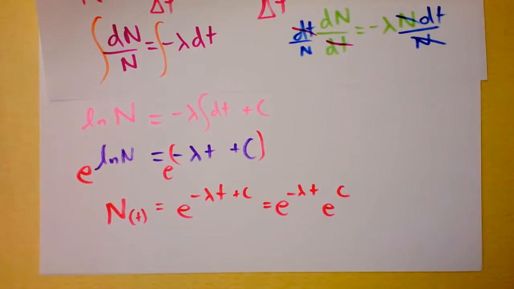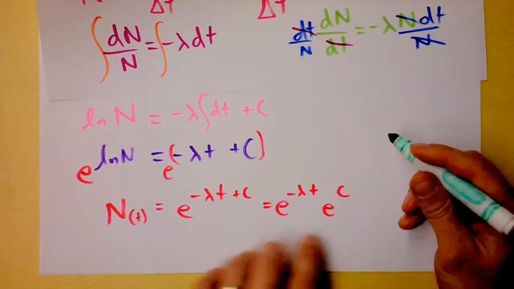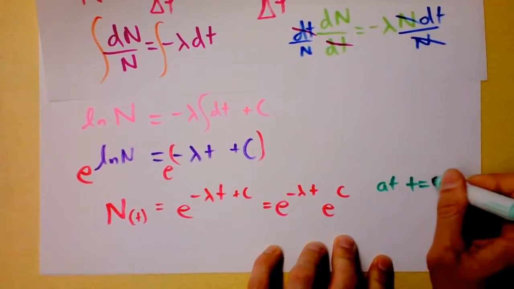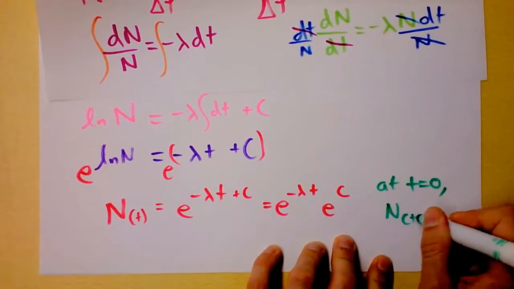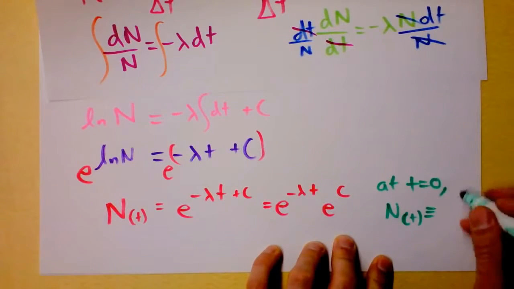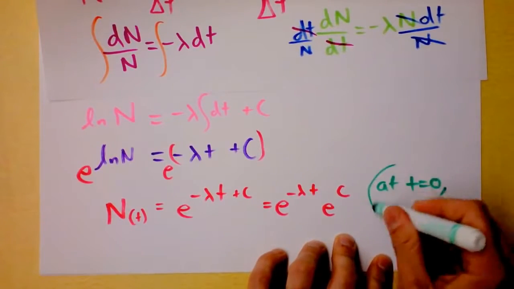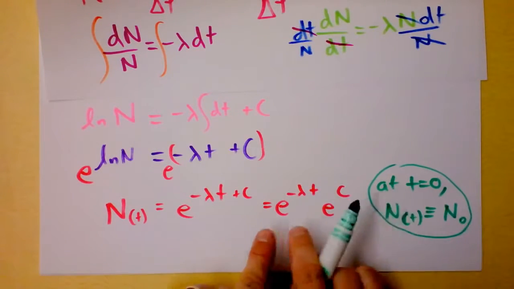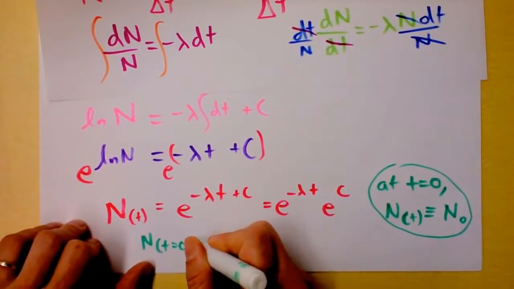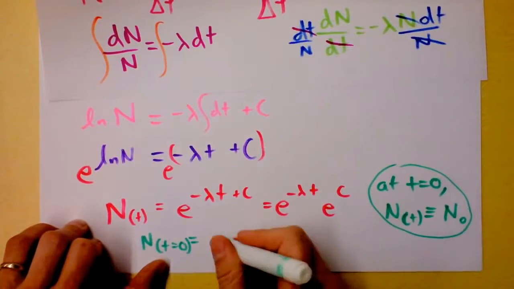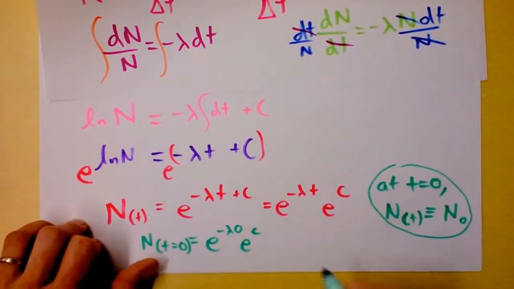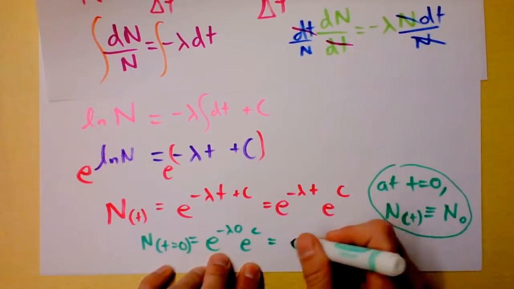See, mathematicians don't get to do this final step because they don't know boundary conditions, but the physicist can take the boundary conditions and say that at t equals 0, the number has to be, like this is the definition, the number as a function of t when t equals 0 is n naught. So that's my plan. I'm going to plug in 0 to this equation, and I find that n of t equals 0 is just going to be e to the negative lambda times 0 times e to the c. And that is simply e to the c.